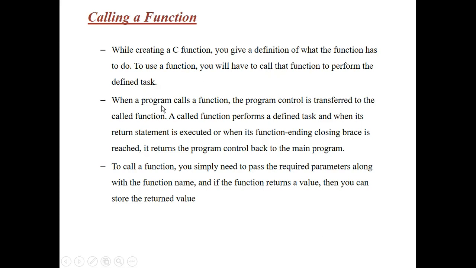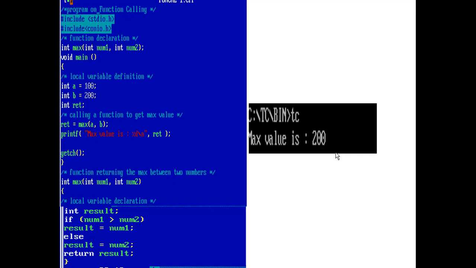Next, consider the second point. When a program calls a function, the program control is transferred to the called function. A called function performs its defined task, and when its return statement is executed or its closing brace is reached, it returns the program control back to the main program. We can understand all these points with the help of a small program I have written here.